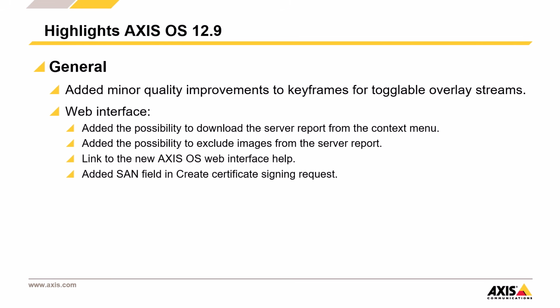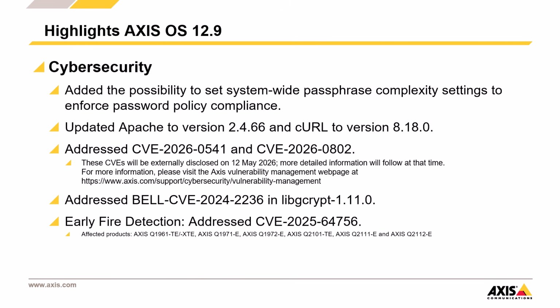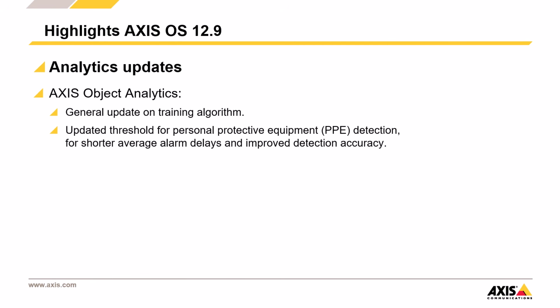Create Certificate signing request. For cybersecurity, we have added the possibility to set system-wide passphrase complexity settings to enforce password policy compliance. Apache and curl has been updated to improve cybersecurity, and we have addressed 4 CVEs. Axis Object Analytics has improved the training algorithm, updated the threshold for personal protective equipment detection for shorter alarms and delays, and improved detection accuracy.